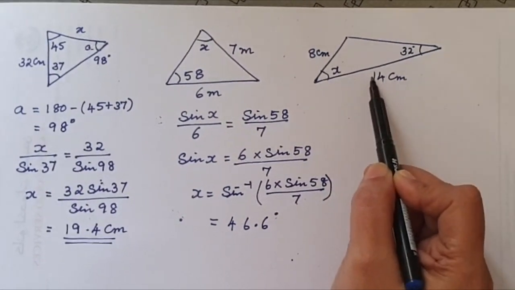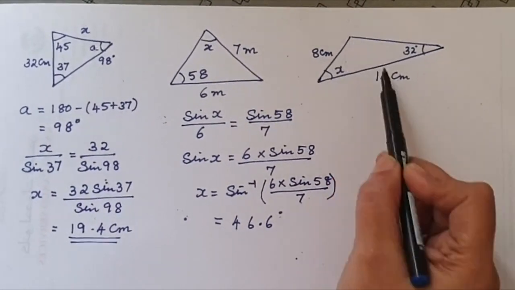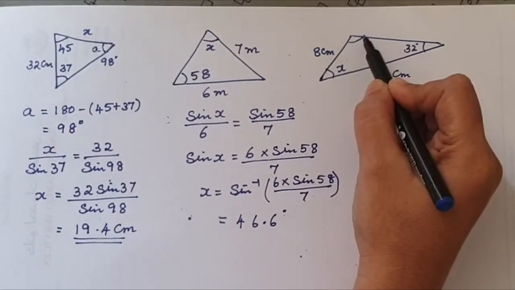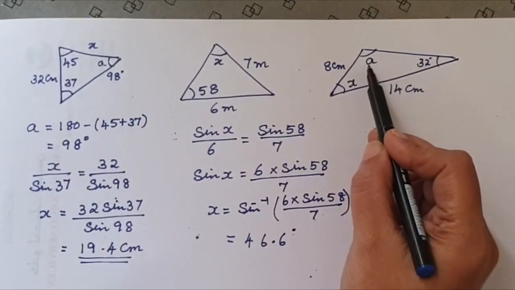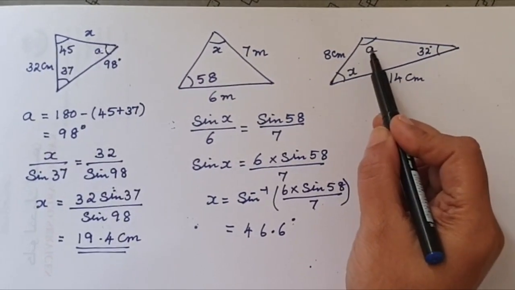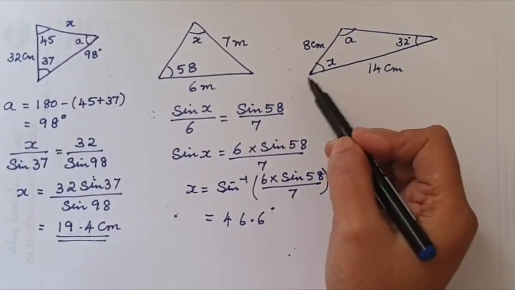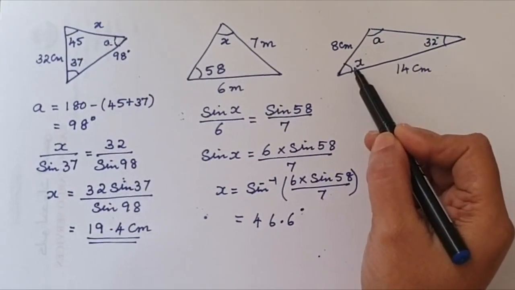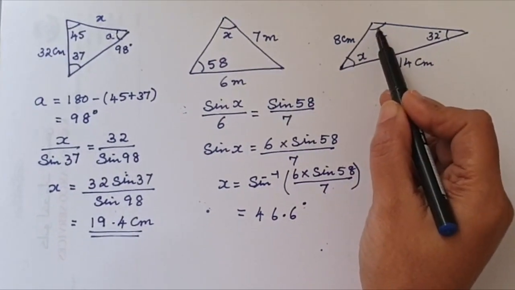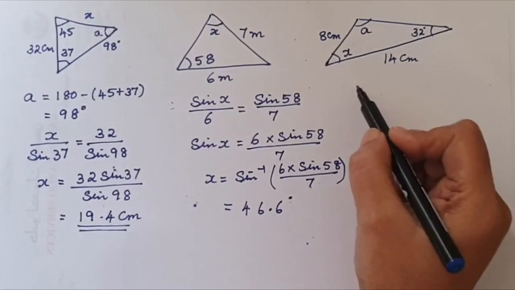Instead, what we can do is find the angle which is opposite to 14, and let us mark it as A. So first we will find this angle A. Once we get this angle, then we know that the sum of the angles of the triangle will add to 180. Then we will be finding the value for x. So now let us find this angle A.